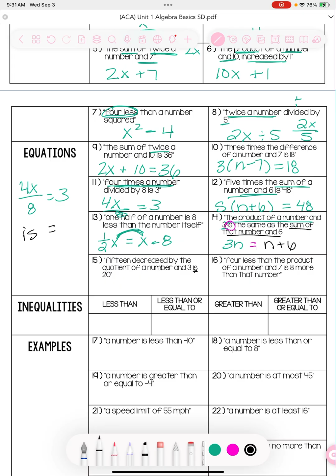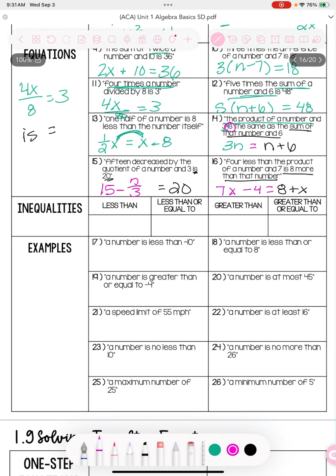15 is decreased by the quotient of a number and 3 is 20. Okay, so the easy part of this is the is 20. So that's going to go over here. So then 15 decreased by, so we're going to start with the 15. We're going to decrease it by subtracting, and then n over 3. So then the next one is 4 less than the product of a number and 7 is 8 more than that number. Okay, so here's the is. So that number is our x. So 8 more than x is going to be on that side. And then 4 less than the product of that number and 7. So 7 times that x, and we take away 4.